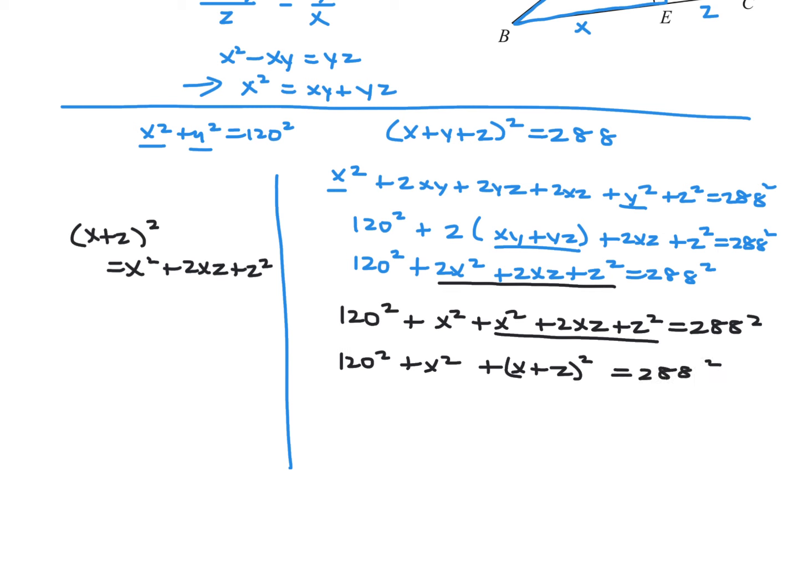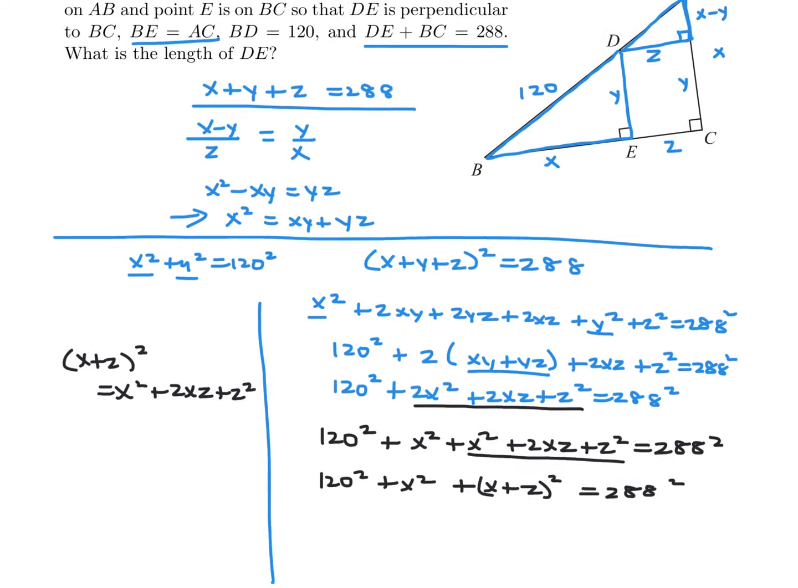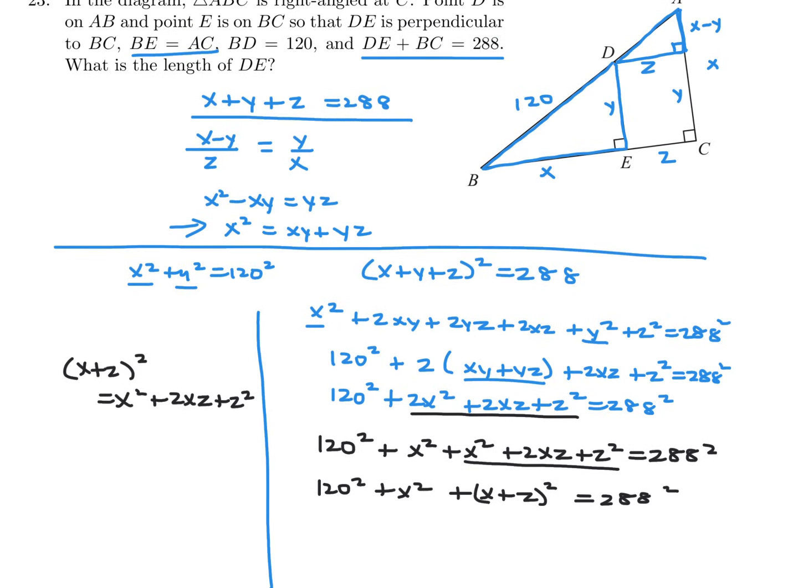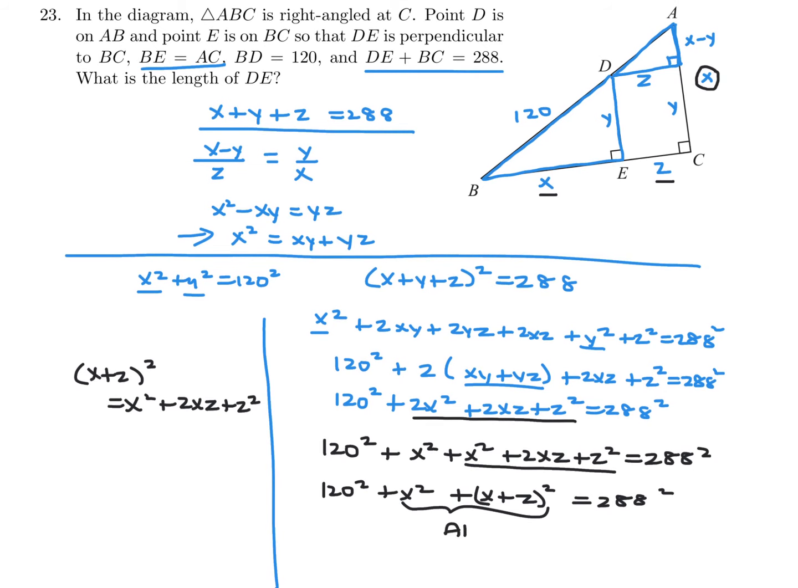Okay, moving right along here. If you go back to the original triangle, x squared plus x plus z squared, this is x, that whole side. x plus z is that whole side. That, therefore, by the Pythagorean theorem, is AB squared, the hypotenuse all squared.